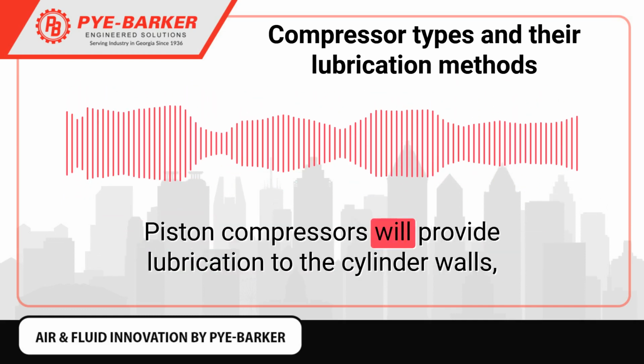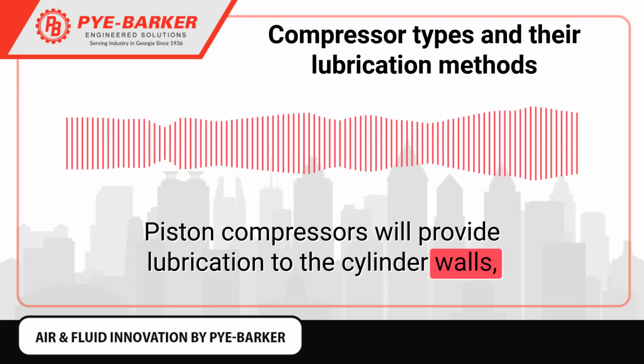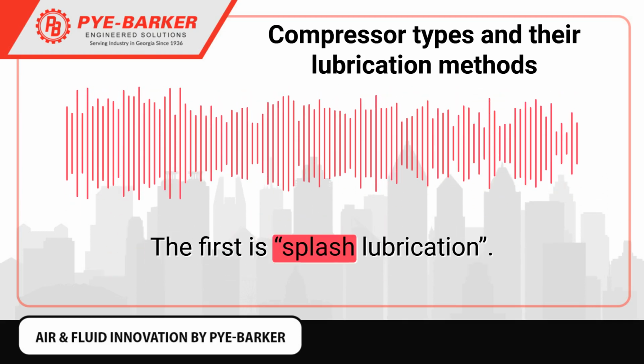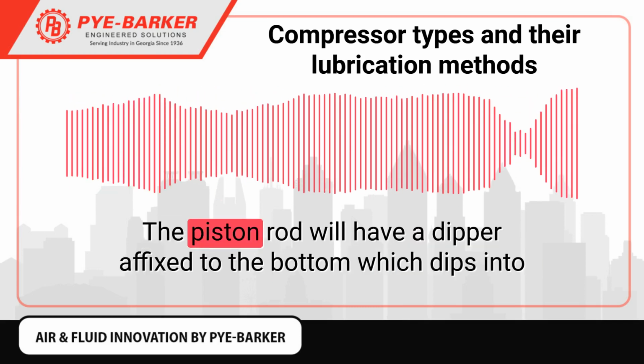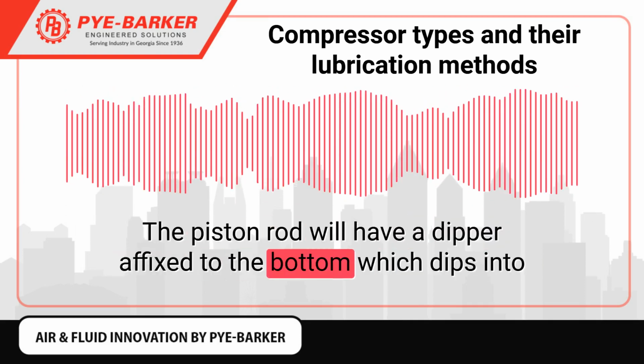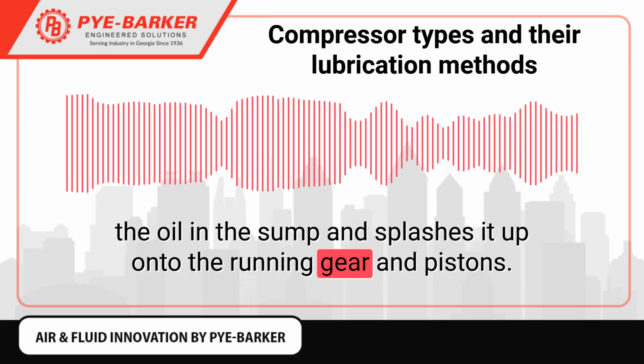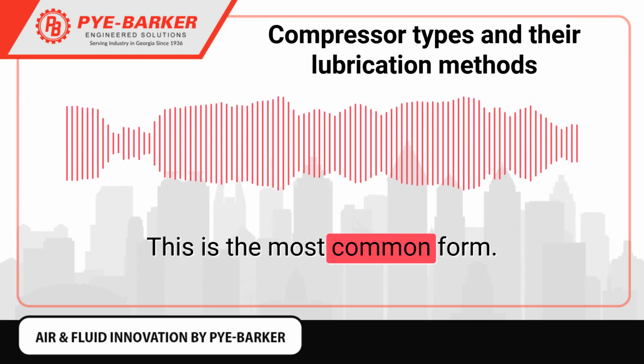Piston compressors will provide lubrication to the cylinder walls, rings, and running gear by one of two methods. The first is splash lubrication. The piston rod will have a dipper affixed to the bottom which dips into the oil in the sump and splashes it up onto the running gear and pistons. This is the most common form.